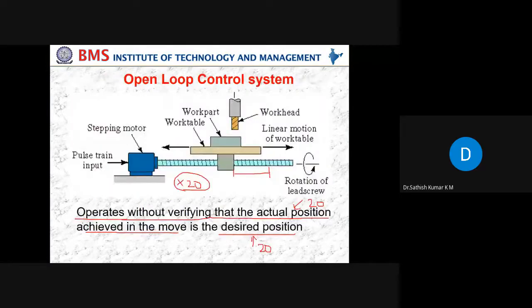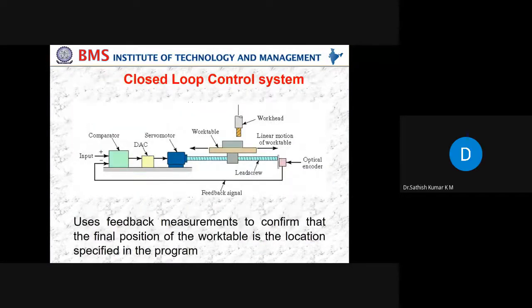Right. Observe. Now in the closed loop control system, as I have mentioned, everything similar is going to be there. Just observe, the lead screw has moved. There is a motor over here. The motor makes the lead screw move, and as the lead screw is attached to the work table, the work table is going to move. Now how much the work table has moved is going to be sensed by a device called an optical encoder.